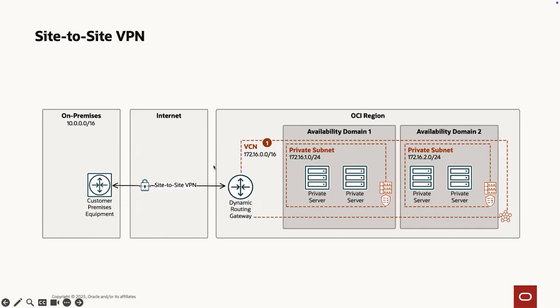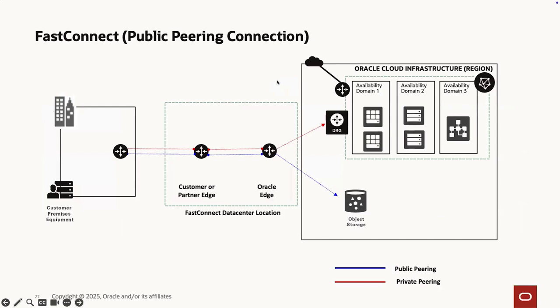When you set up an IPsec connection, it's going to consist of multiple redundant IPsec tunnels. And for any given tunnel, you can either use BGP dynamic routing or static routing to route that. Now, this is going to differ from FastConnect here, where you do have that dedicated private connection.